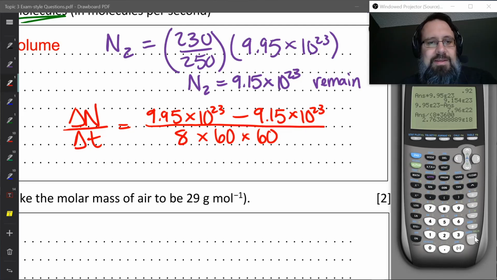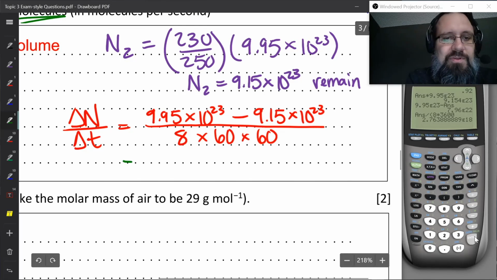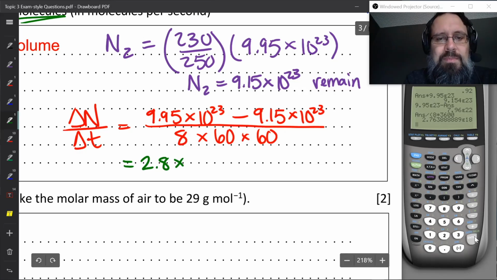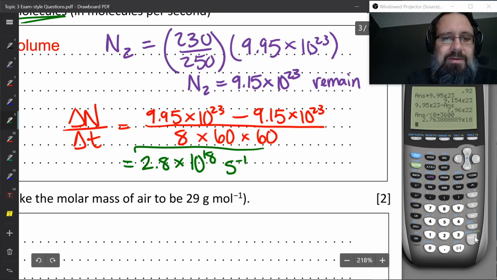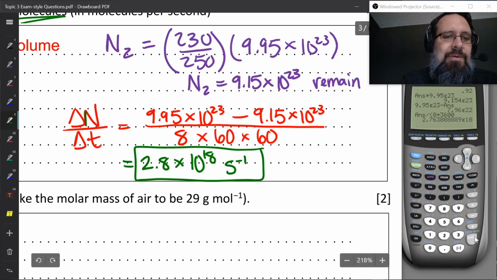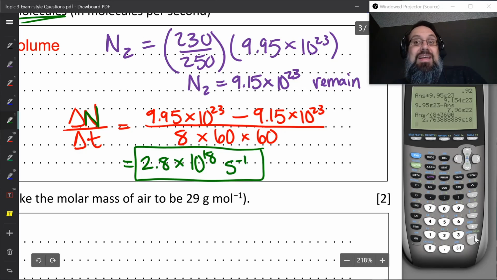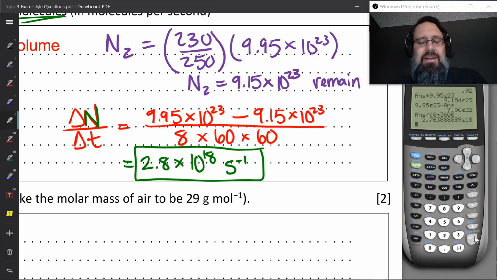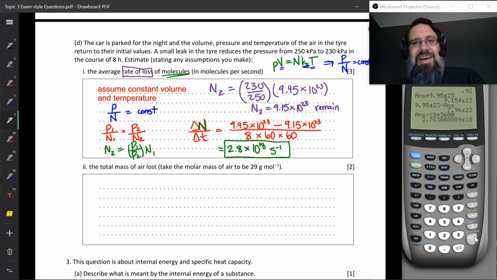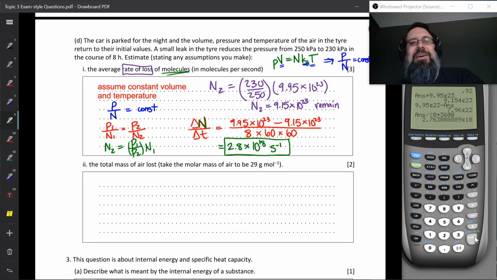And so we end up getting the rate of loss of molecules as 2.8 times 10 to the 18 per second. There is a per second there because we divided by the seconds. We took a number that had no unit and divided by something that had a unit, so it ends up being per second. So 2.8 times 10 to the 18 molecules per second, that's a lot, are escaping the tire.